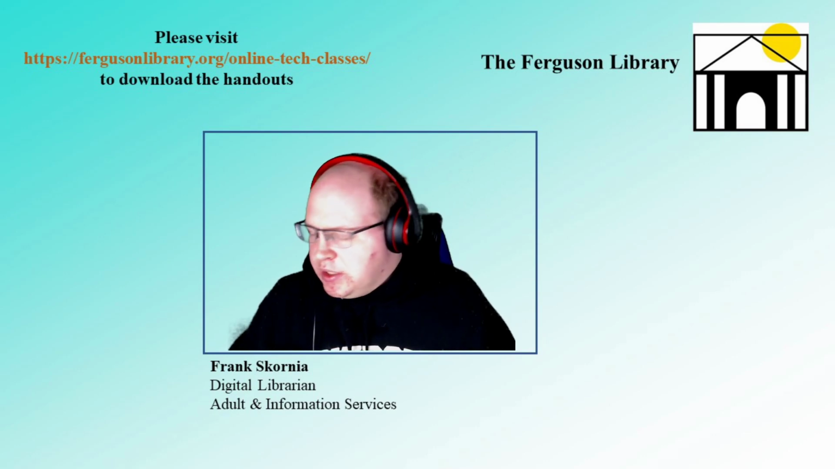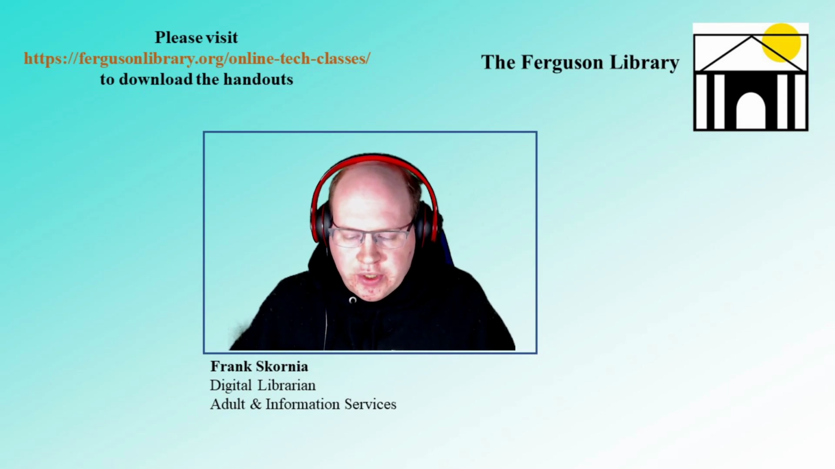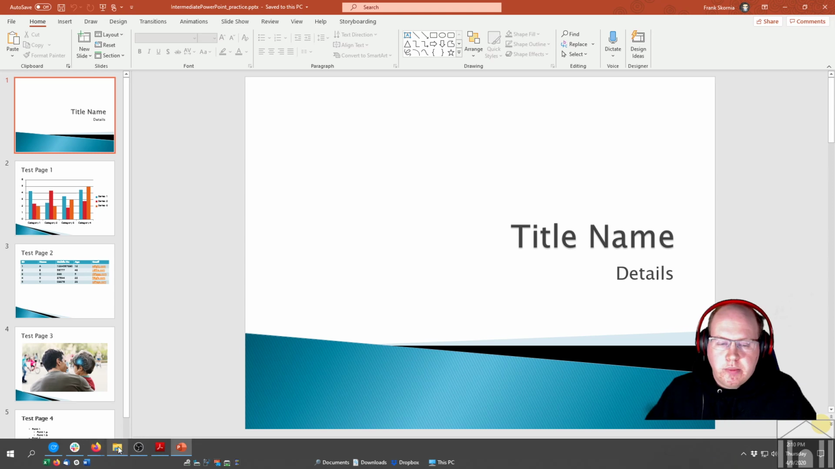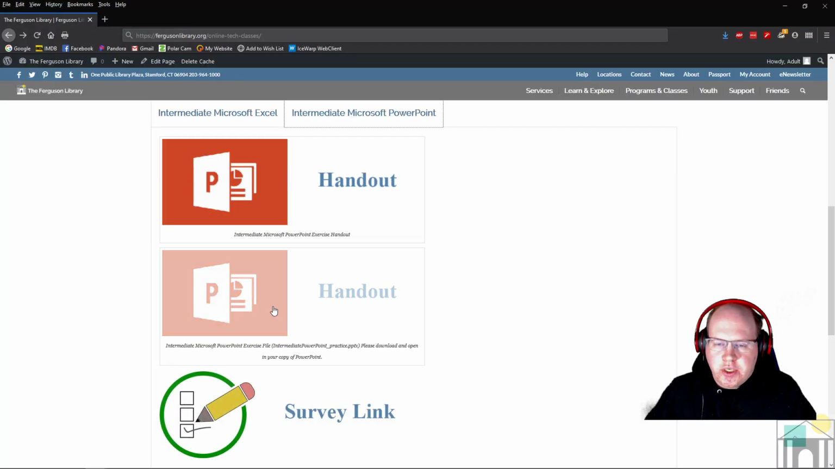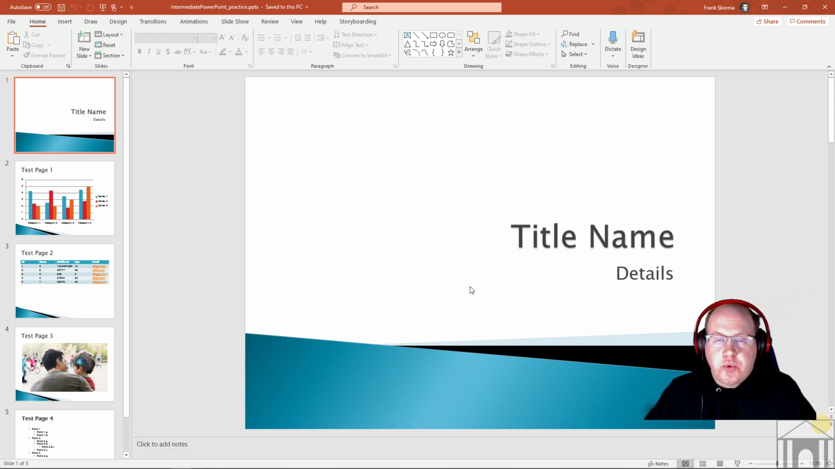So if there are not any questions on that, let's jump right into working with our exercises. If you want to follow along, you'll want to open up the intermediate PowerPoint practice document that you downloaded from our online website, this website here. You want to download this file here and open it up in your version of PowerPoint. I am using PowerPoint 365 here, which is very similar to PowerPoint 2016 or PowerPoint 2019, the latest versions of PowerPoint that are out there.